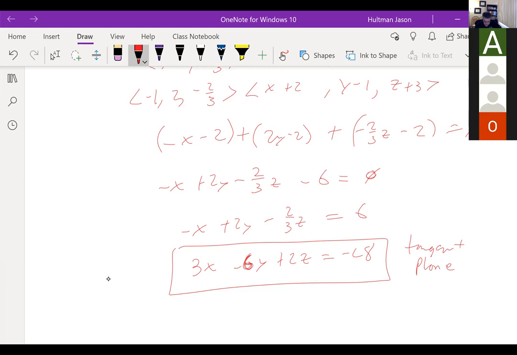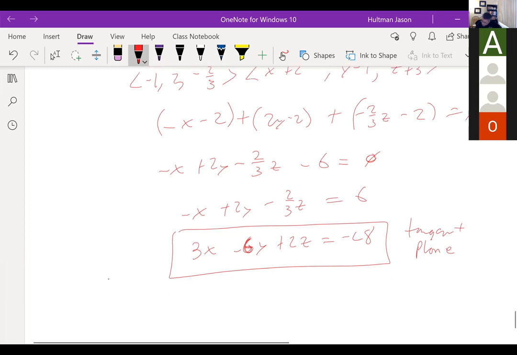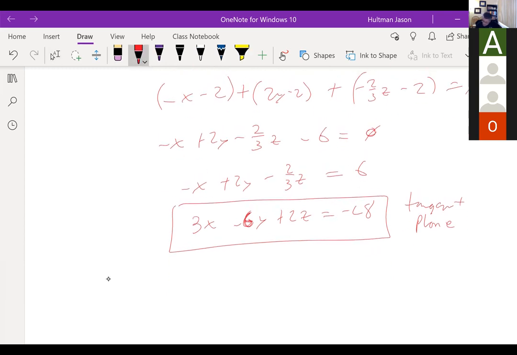Now it says find the equation of the tangent plane and normal line. Well, the normal line at the point. The normal line is going to be x equals x naught plus at, y equals y naught plus bt, and z equals z naught plus ct.